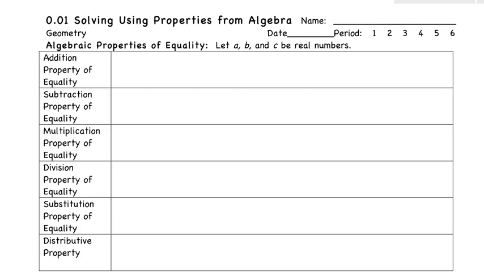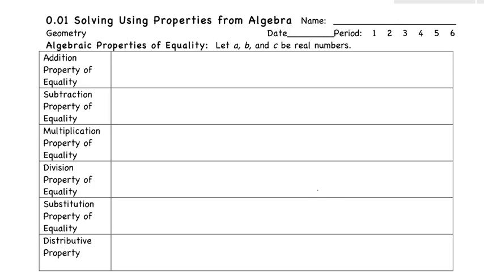So we start geometry with a review of Algebra 1 stuff. This is first semester Algebra 1, solving using properties from algebra. We have some properties we've got to go over.